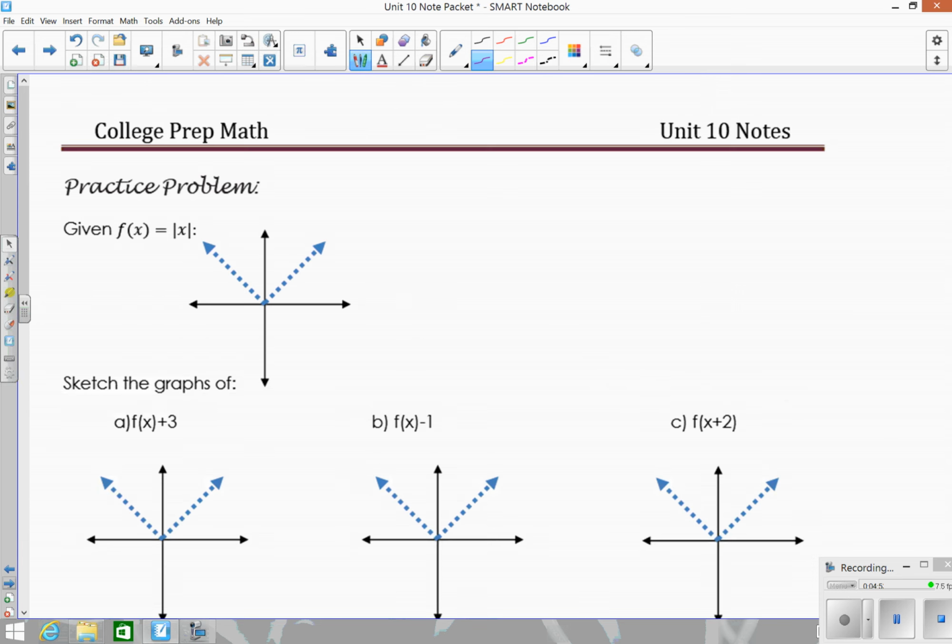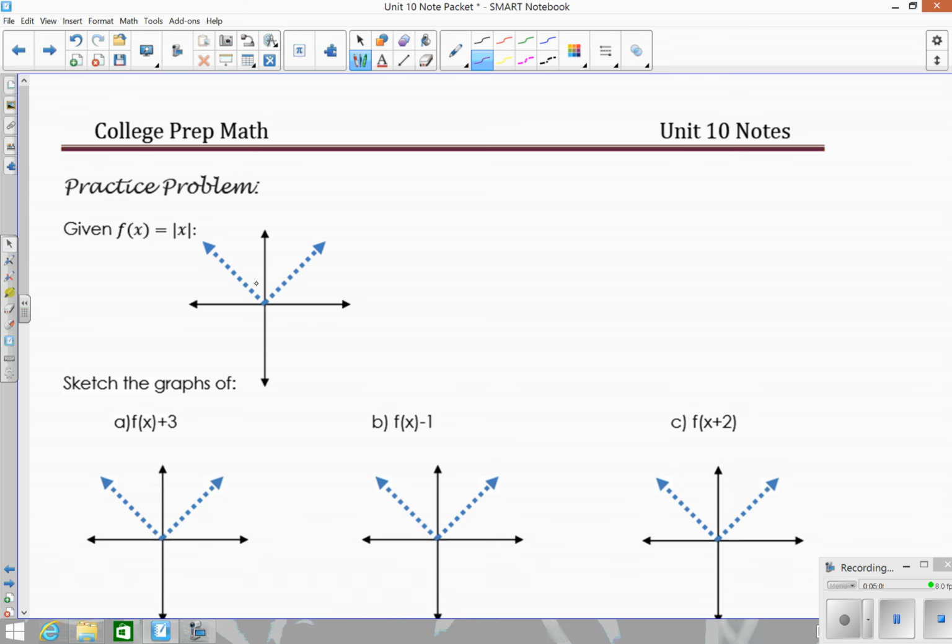On the next page here, we just have some practice with this function. Here I actually already put in the parent functions. The parent functions are all these dotted graphs, just so that it's easier to do these transformations.